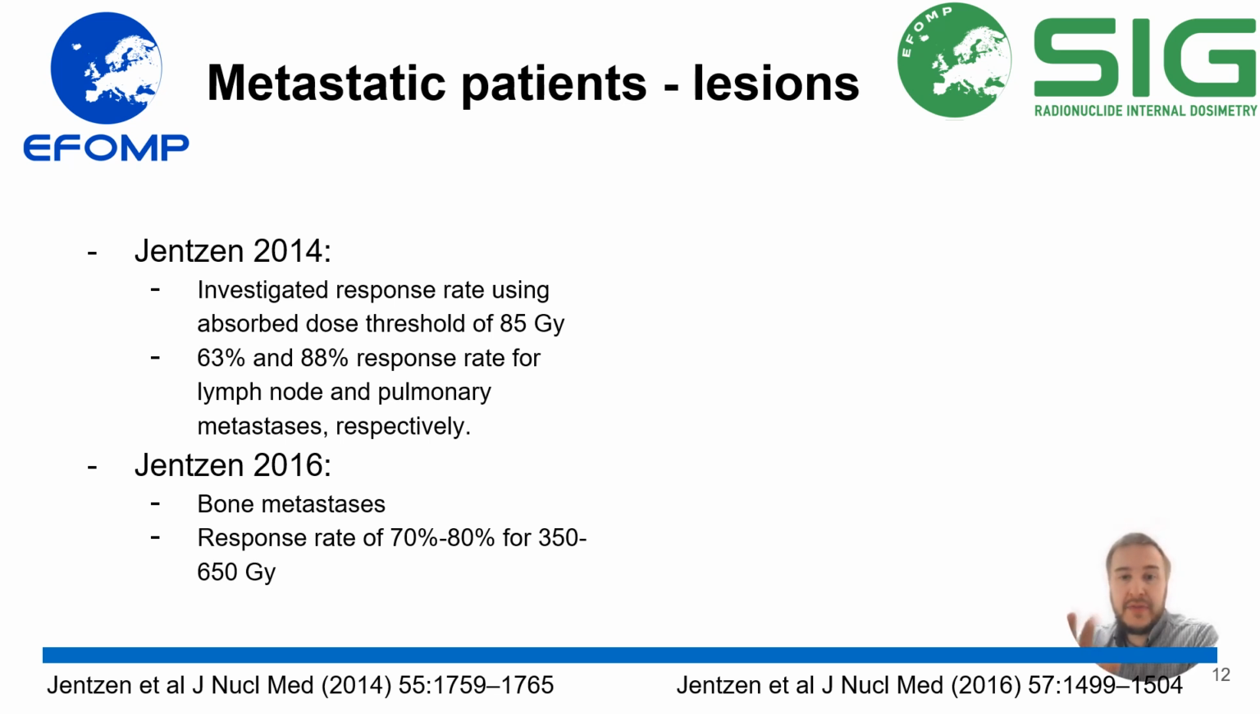And then the graph that is shown there is from their paper about the bone metastases, showing that for the 85 gray absorbed threshold that they had for their lymph nodes and pulmonary metastases, they only reached less than 50%, and they said that to get to response rates of about 70 to 80%, you actually need between 350 and 650 gray to the bone metastasis.